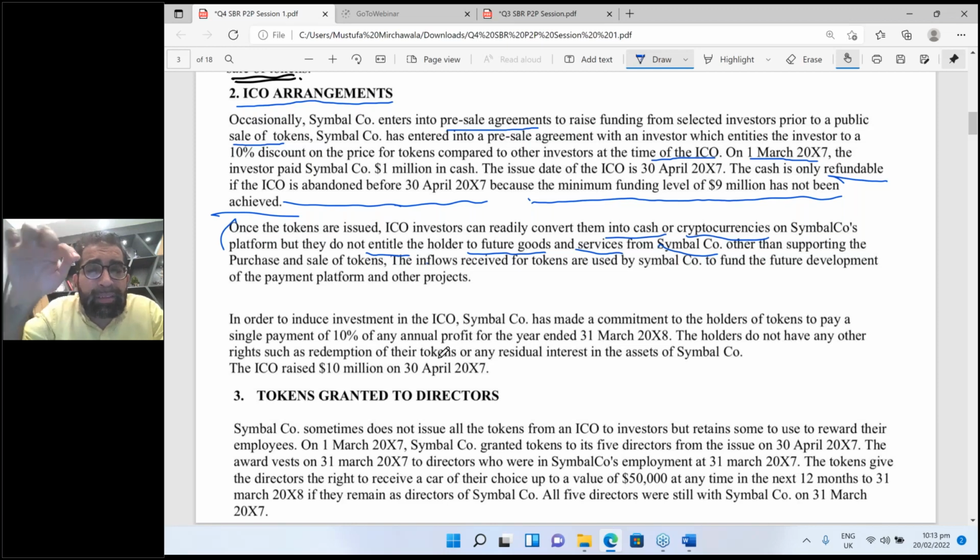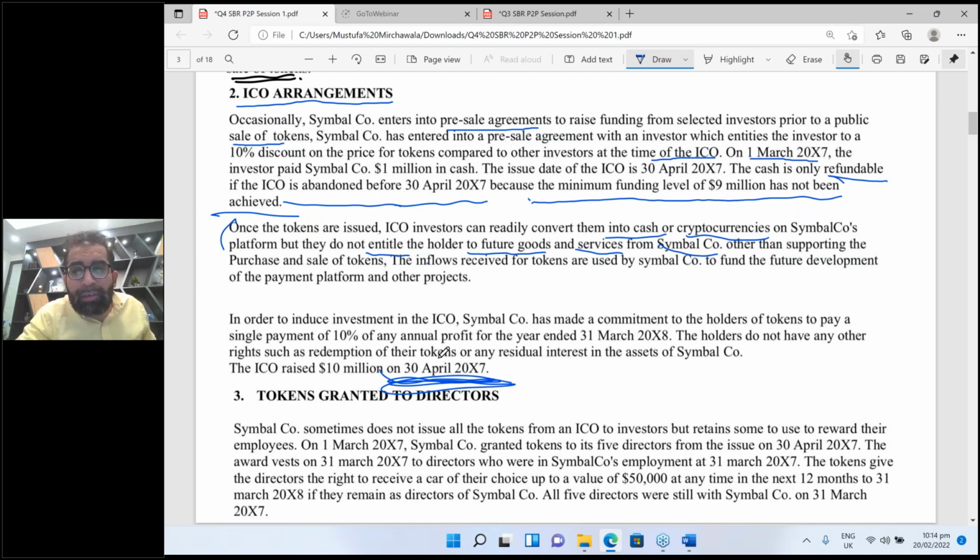So that means the amount which we are receiving on the token sale, I'm not talking about pre-sale now. It's a normal day, 30th April. On this day, there is no obligation now, other than supporting the purchase and sale of tokens. Simply we will provide the trading platform, where they will do sale and purchase, but we are not responsible for anything.